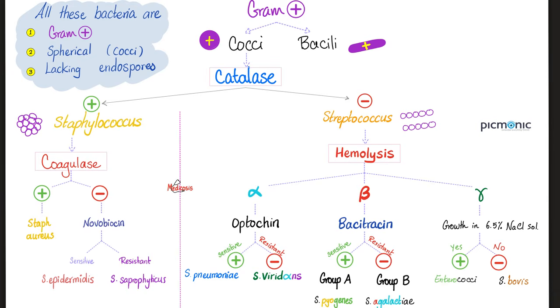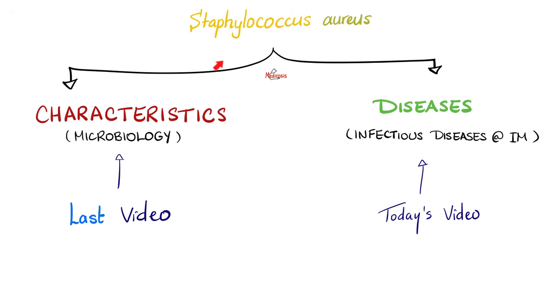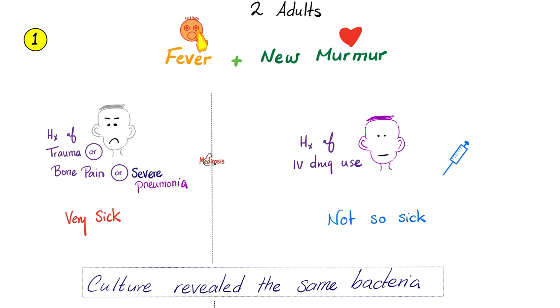Today, we're talking about Staph aureus, which is a gram-positive coccus, catalase positive, coagulase positive. The characteristics and the virulence factors of Staph aureus were discussed in the last video, video 4. Today we're talking about the diseases. This is how you link microbiology with internal medicine. I have prepared 18 stories for you that have something in common.